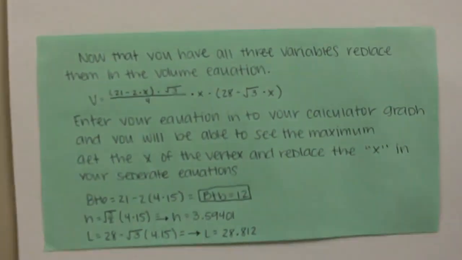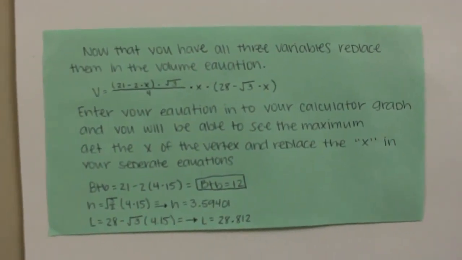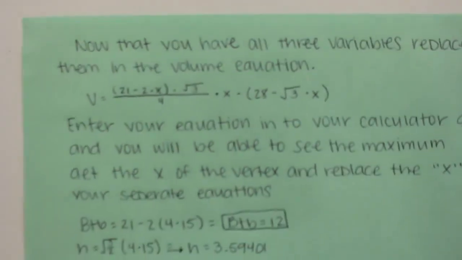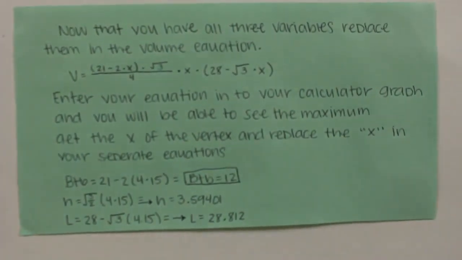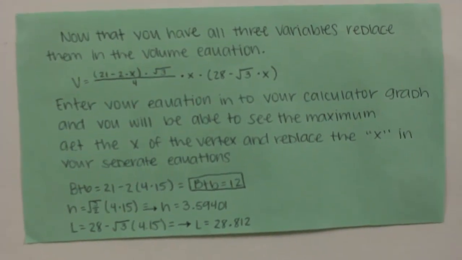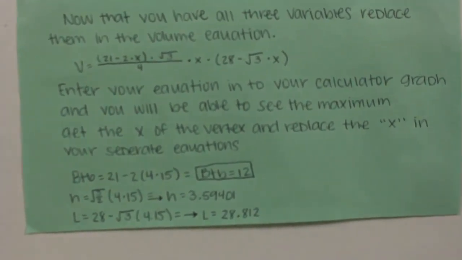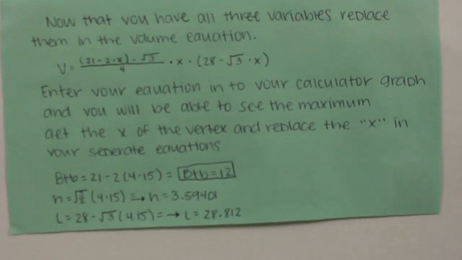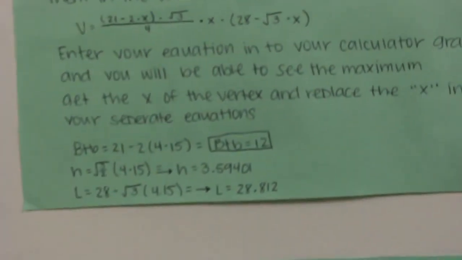Now that you have all three variables, replace them in the volume equation. Enter your equation into your calculator graph and you will be able to see the maximum. Get the x of the maximum and replace the x in your separate equations.